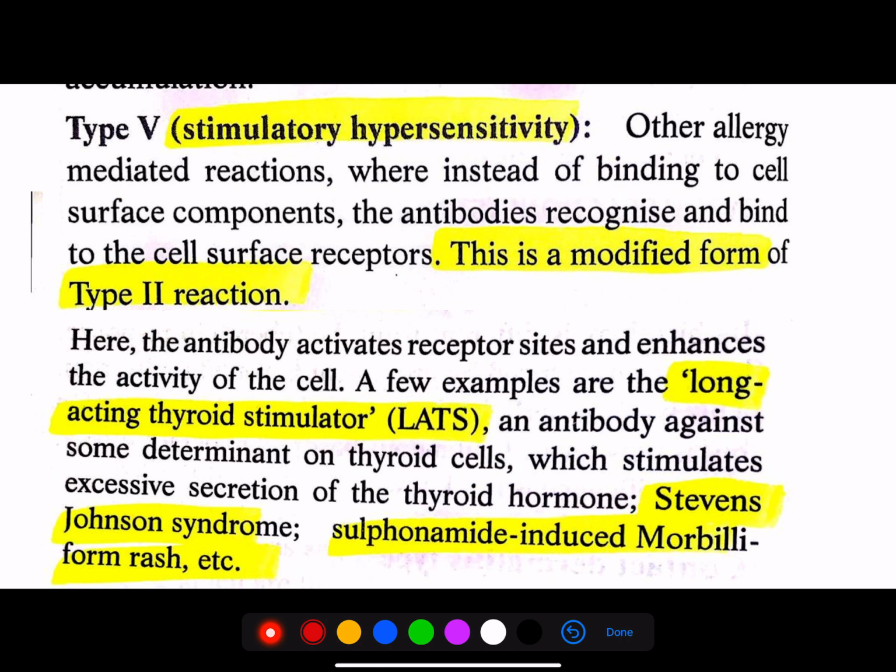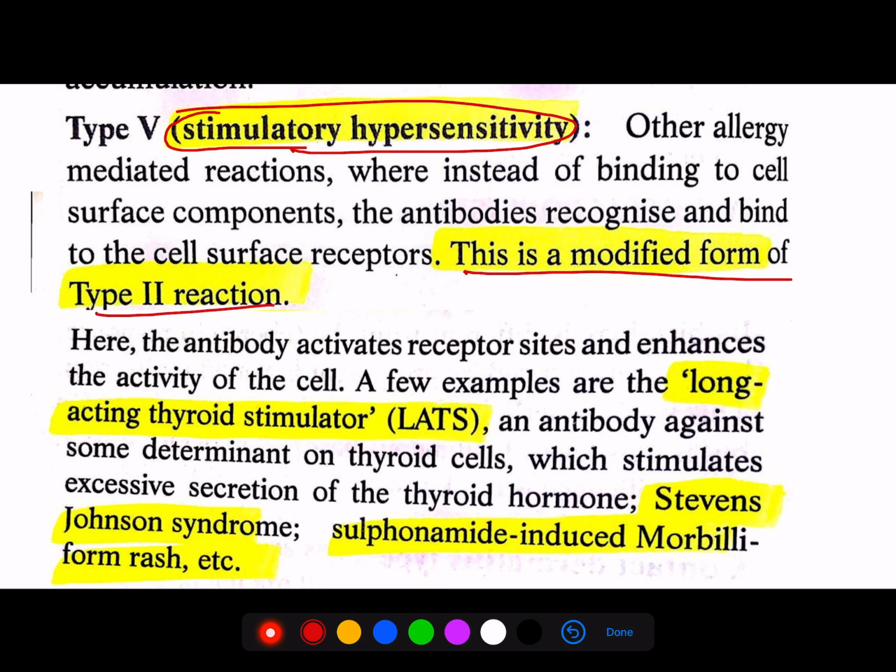Then comes type 5. I was stressing that type 5 is something called a stimulatory hypersensitivity, which is nothing but a modification of type 2 hypersensitivity. Under type 5 comes your LATS, that is long acting thyroid stimulators. All these examples come under type 5.